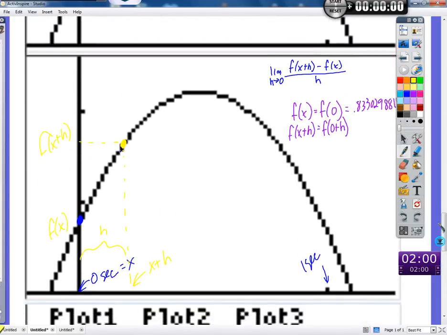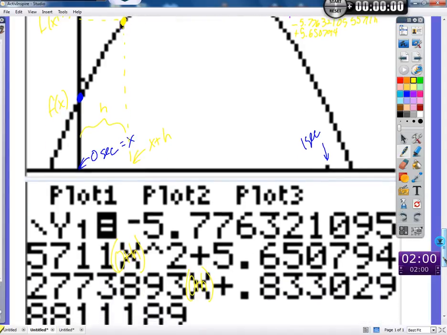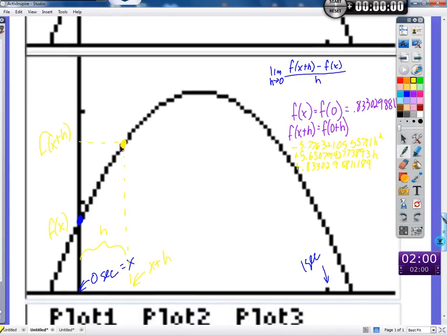We're going to be real brave. We're actually going to do this. So it's negative 5.76 and so on times h squared, plus 5.65 and so on times h, plus 0.88 and so on. Okay, so this is f of x plus h, and then there's f of x.